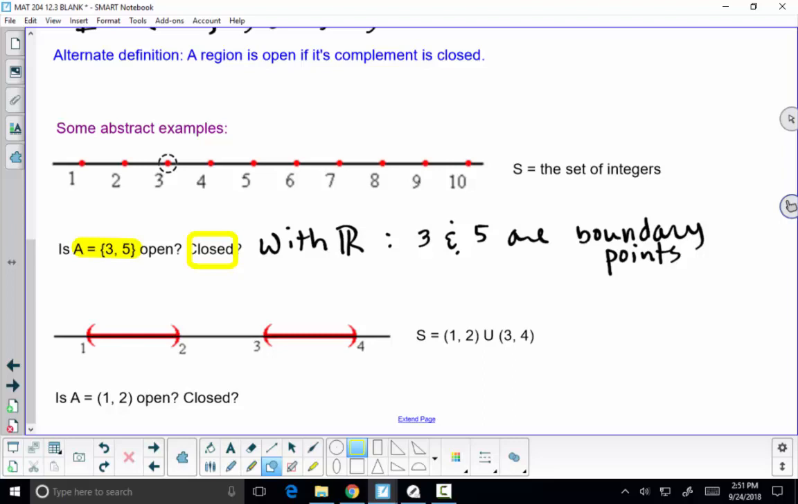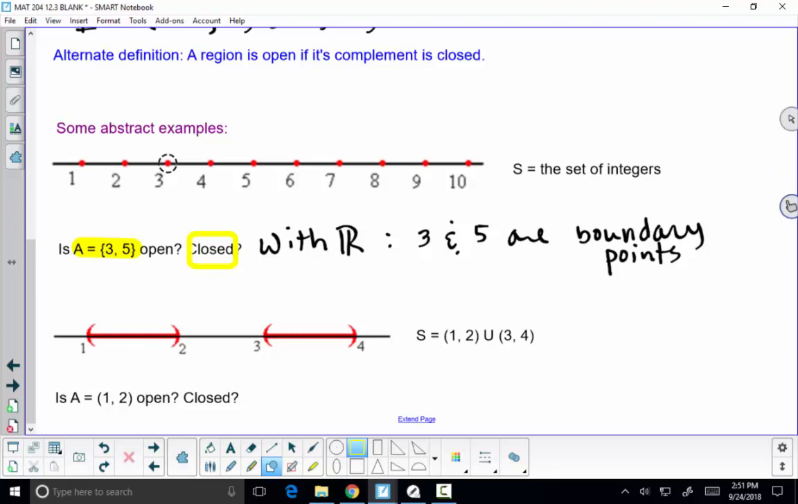And if you looked at the complement, it would be a mess. You go negative infinity to 3, exclude, union 3, exclude, to 5, exclude, union 5 to infinity. That set is clearly open. It's all parentheses. Okay, so that's reasonable. Now let's make it weird.